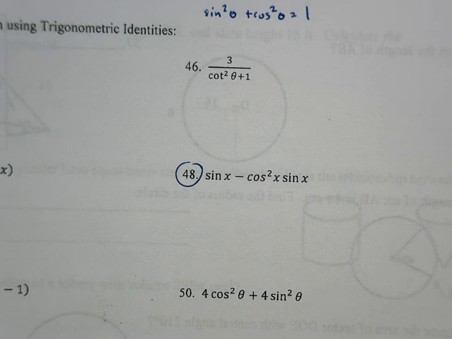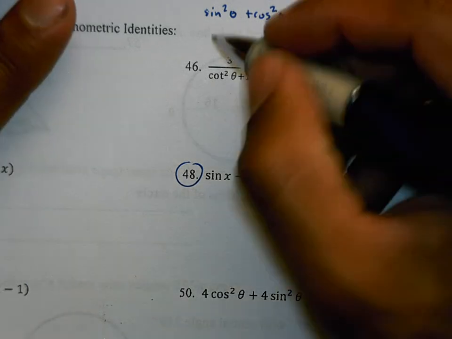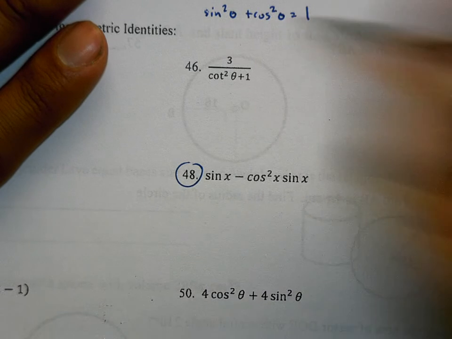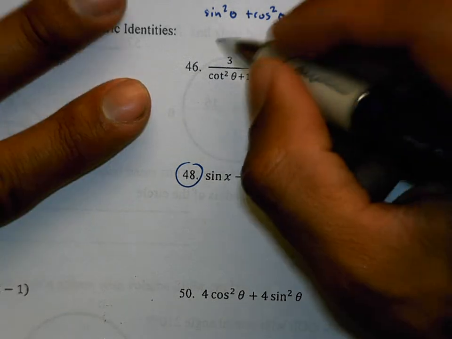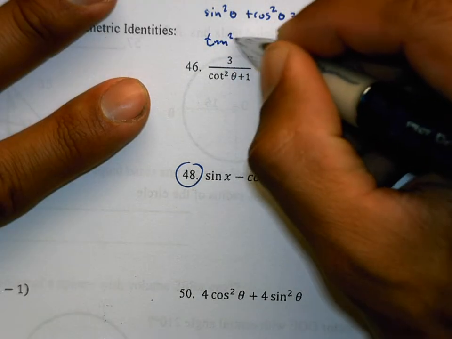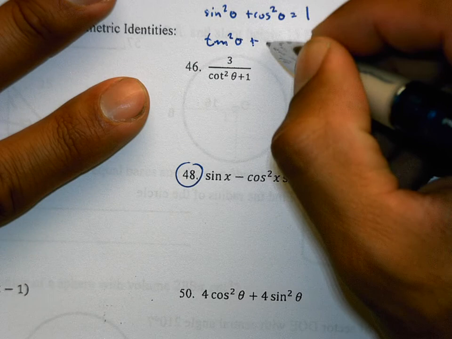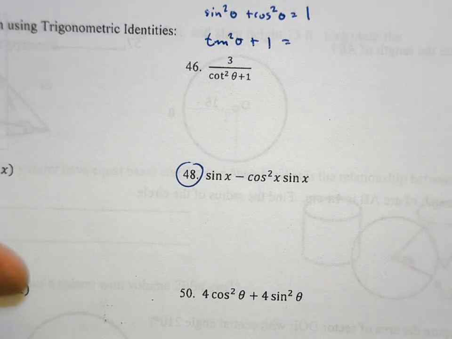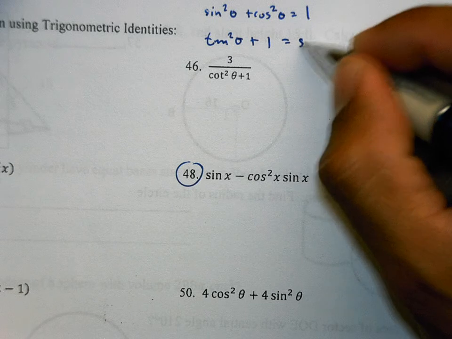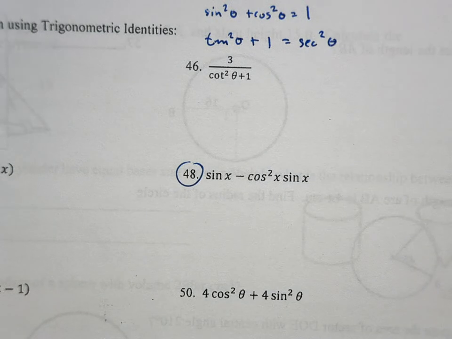That's the first one. The second one was, what happens if you divide everything by cosine squared? Tangent squared plus 1 is equal to, do you remember? Secant squared of theta. I think only 1 or 2 of you remember, so I'm glad I'm reviewing this with you.